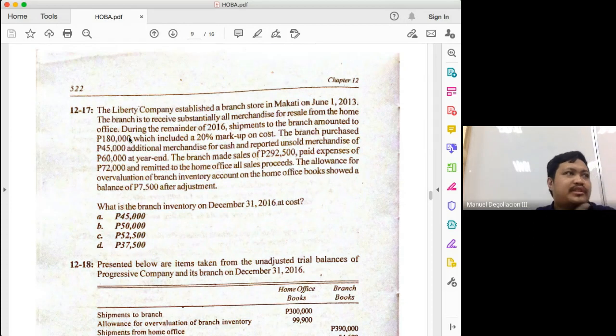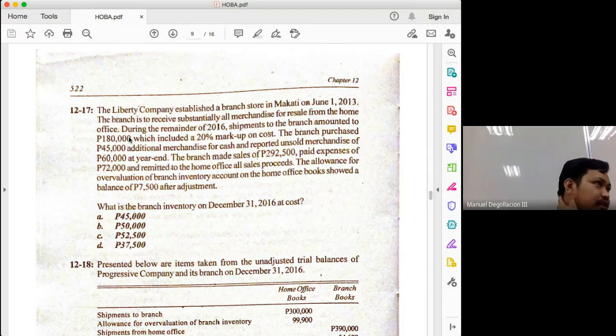Okay, so problem 12-17 is one of the easier problems, class. The question here is, what is the branch inventory on December 31, 2016 at cost? If the question asks for the cost, class, then that means all we have to do is to remove the markup on the inventory reported by the branch.